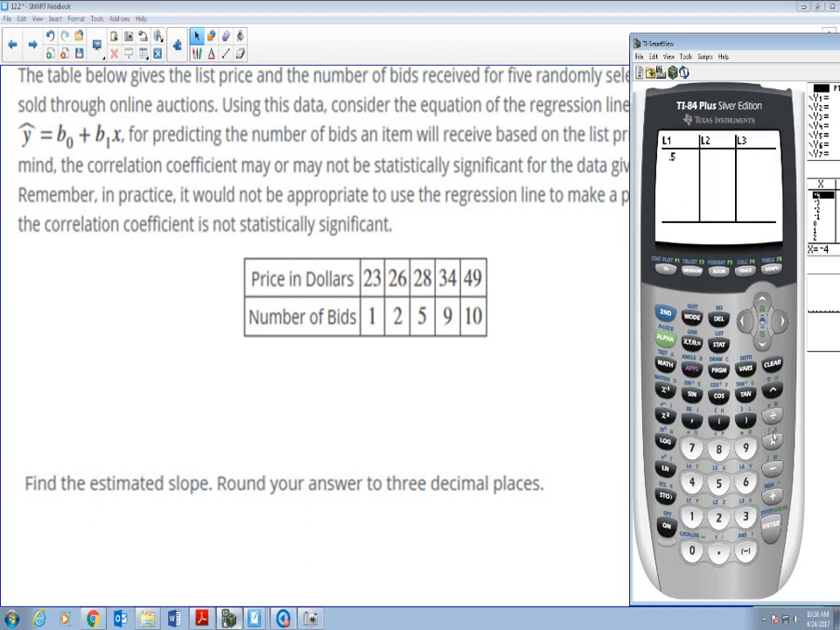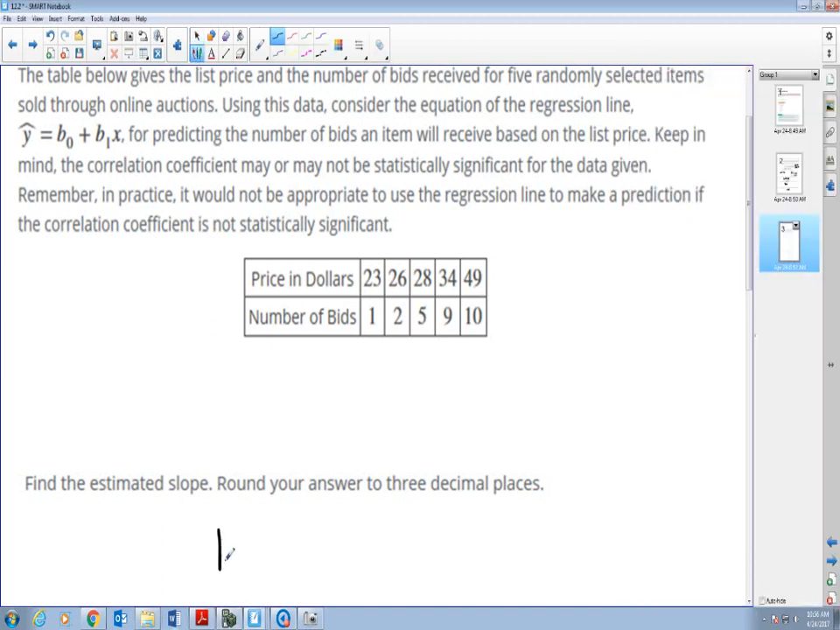Stat, edit. I'm going to clear out my L1, L2. Alright, $23, $26, $28, $34, $49, and 1, 2, 5, 9, and 10. Once I key it in, stat, calc, choose number 4, linear regression. Here we go. My estimated slope is my a, 0.345. My beta 1.